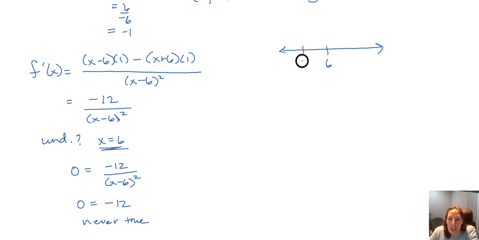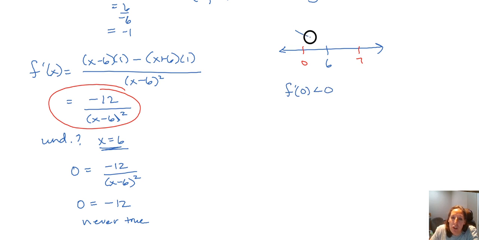And so pick something on either side of 6. I'm going to go ahead and pick 0 and 7. We are plugging into our first derivative here. So if we plug in 0, we're going to get a negative 12 in the numerator. That's going to give us a negative 6 squared, or a positive 36 in the denominator. So a negative divided by a positive is going to be a negative. So that means our function will be decreasing on the interval from 0 to 6.